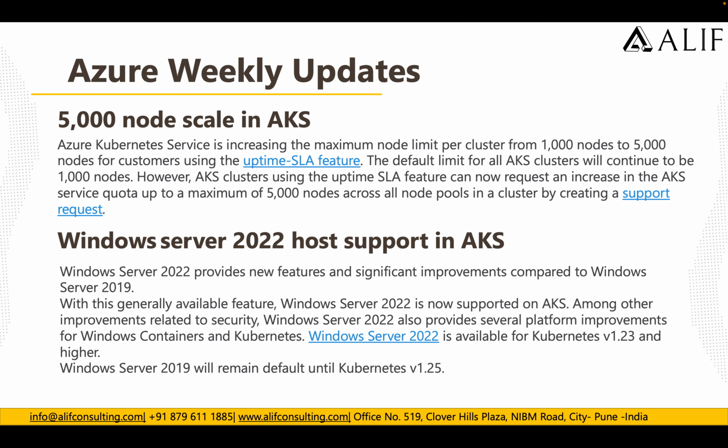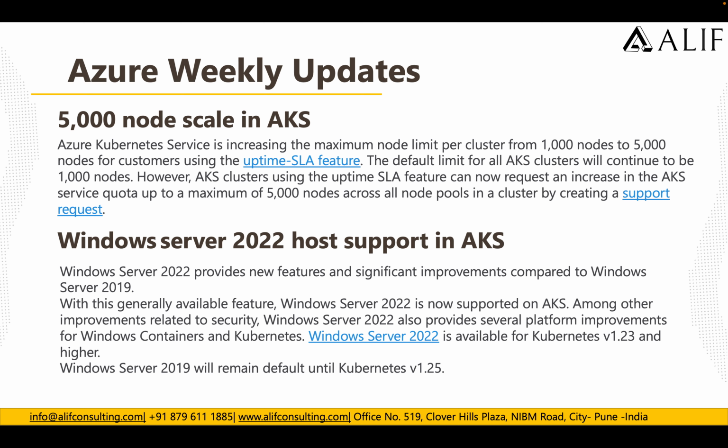Well, the next update which we have is for AKS. Again, this is a limit enhancement. Earlier we had a limit of a maximum of 1000 nodes in one Kubernetes cluster with the uptime SLA feature. Now this has been enhanced. Now we can scale up to 5000 nodes in the Azure Kubernetes cluster. To enhance this limit, we just need to raise a support ticket with the support team, and a Microsoft support engineer will be able to extend this limit from the backend.